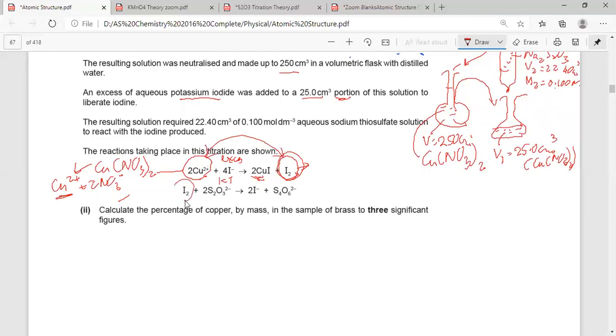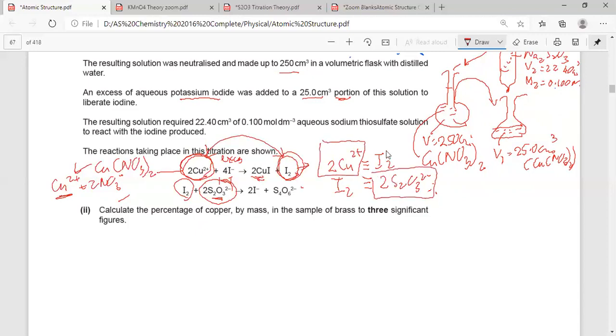Now your I2 is titrated with your thiosulfate, and this is a relationship. So how do I relate copper with thiosulfate? Again, use equivalence here. 2 moles of Cu2+ is equivalent to 1 mole of I2. And 1 mole of I2 is equivalent to 2 moles of S2O3 2-. Therefore, how to relate this to this? Very simple. This is a common factor.